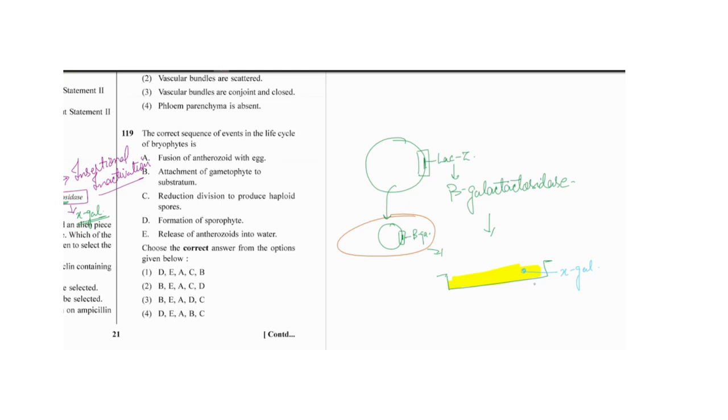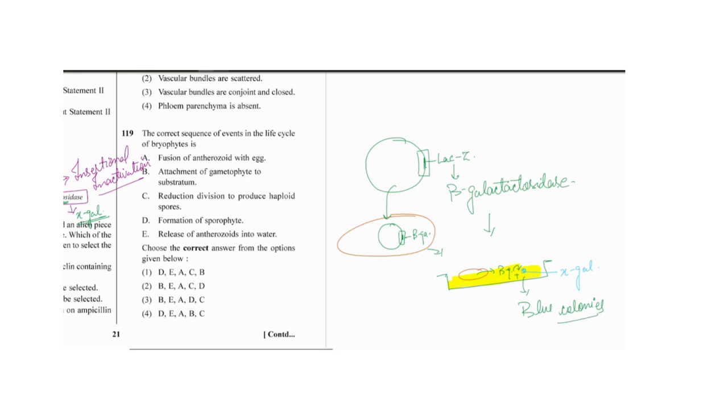Okay, so if it is present and this beta galactosidase is also synthesized from here, the beta galactosidase can interact with this X-gal, and they both together will give the blue color colonies. Okay, blue color colonies will be there.